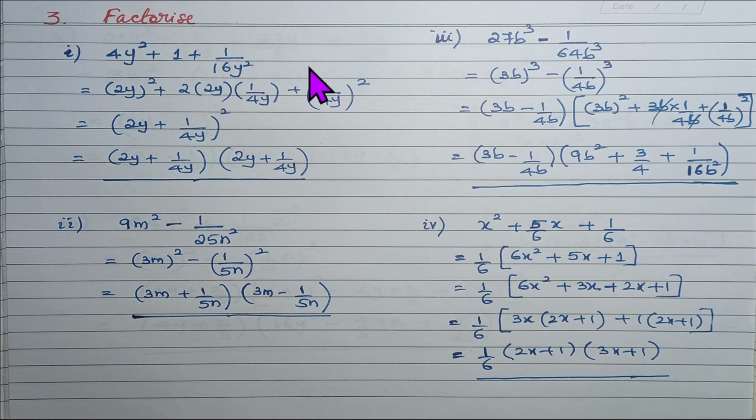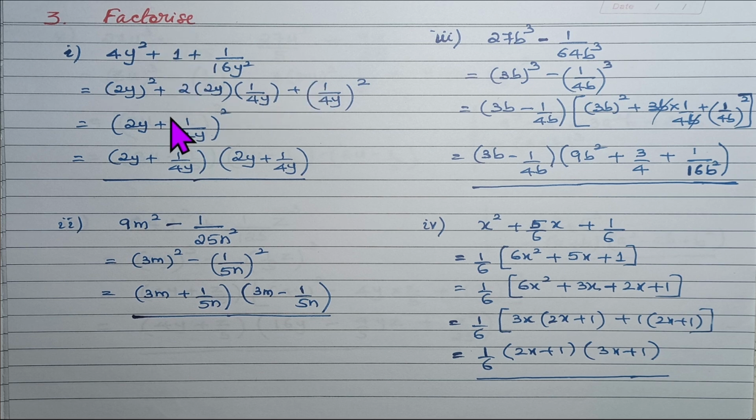Now coming to the next example, we have to factorize 4y square plus 1 plus 1 by 16y square. If you observe, the first term is a square term, the third term is a square term, so it is 2y whole square and 1 by 4y whole square. Now let us see the middle term. It will be 2ab, 2 into 2y into 1 by 4y. So here 4 will cancel, y will cancel, and it is 1 and it is correct, the splitting is correct.